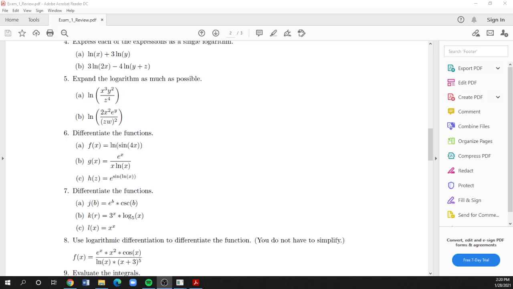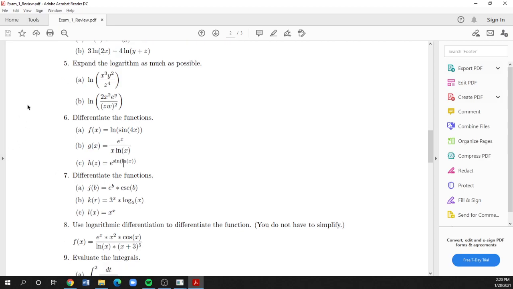Problem number 6. Finally onto some differentiation. So we're going to differentiate these three different functions. This one is updated. Instead of an x here, it should be a z. Not a big deal, but just to make sure. So now we're going to differentiate these functions.